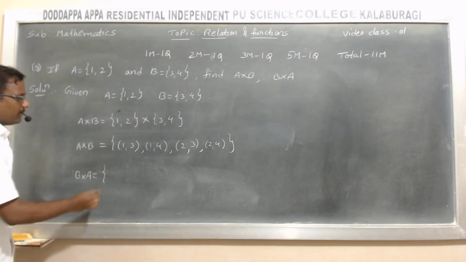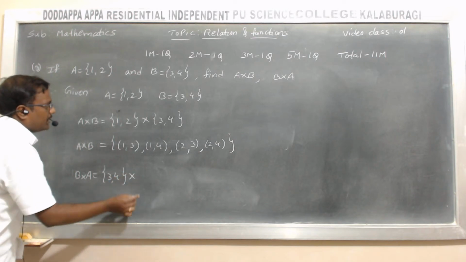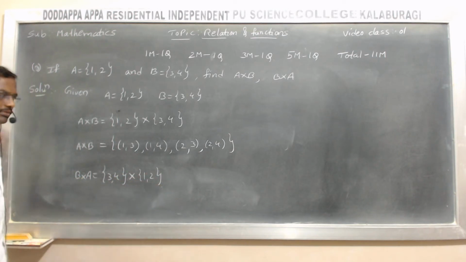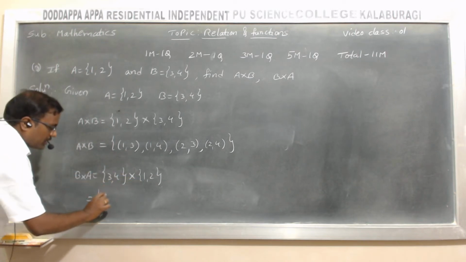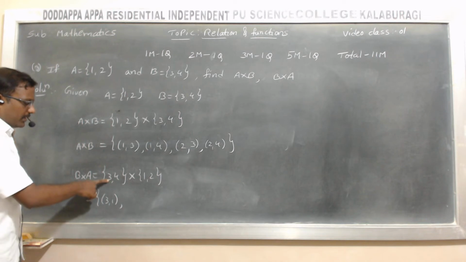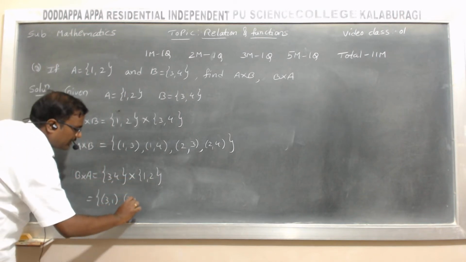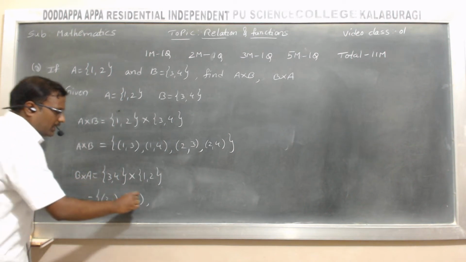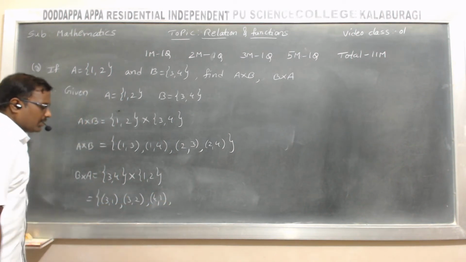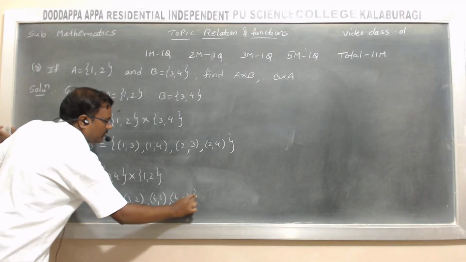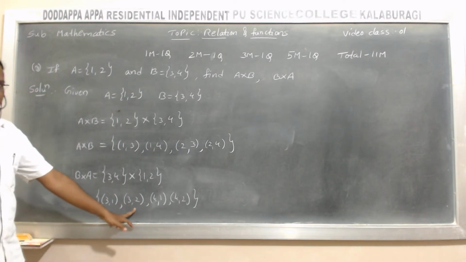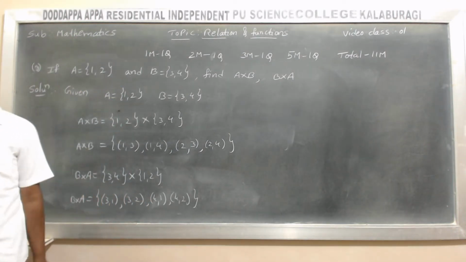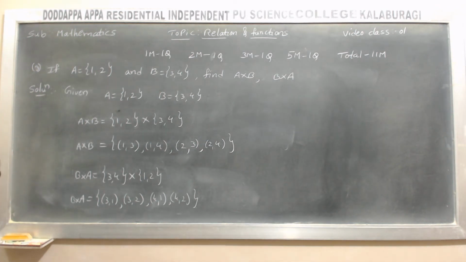So here B set is given {3, 4} and A set given {1, 2}. Now you can find out B cross A by using Cartesian product. Here first element is 3, here first element is 1. So we get (3,1). Here first element is 3, second element is 2, that is (3,2). Here second element is 4, first element is 1, (4,1). Similarly last one (4,2). So we get B cross A is equal to (3,1), (3,2), (4,1), (4,2). This is the method of finding the Cartesian product.